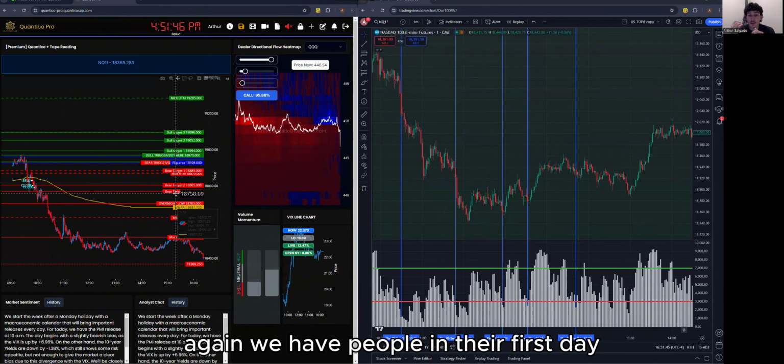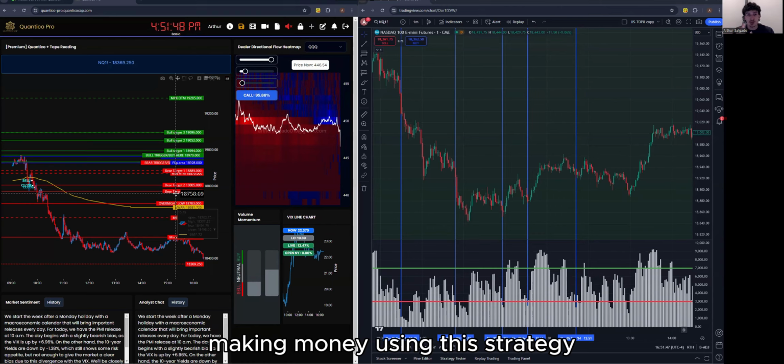Again, we have people in their first day making money using this strategy. So there is nothing stopping you. You have the three things that you need in order to trade. You have the direction, you have the imbalance, and you have the momentum. All you have to do is follow what they're telling you to do.